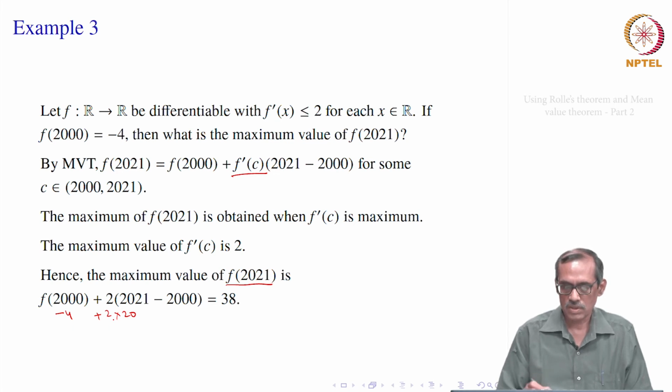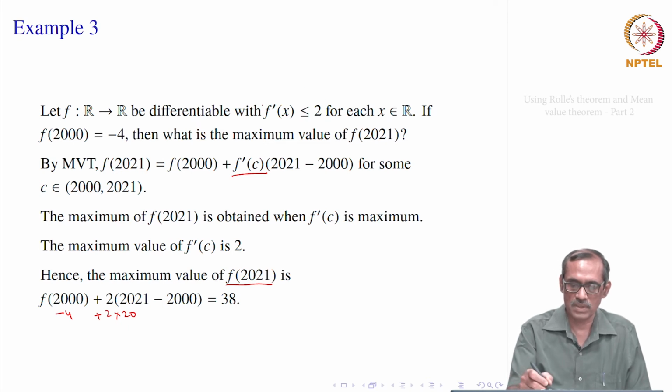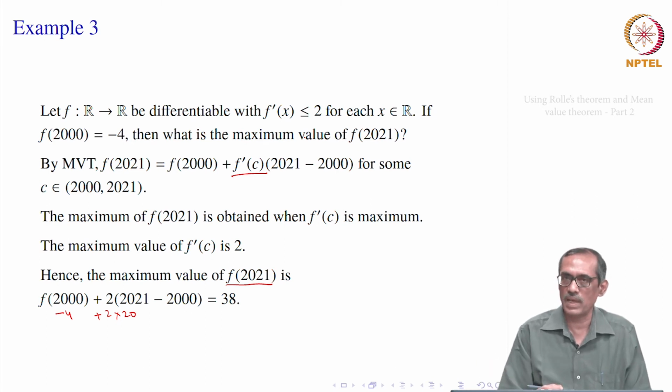But it is not yet finished. We say that this is the maximum possible value. So, is it really attained? That means, whether there exists a function f which satisfies these constraints and gives f of 2021 equal to 38. Of course, you can construct an example very quickly, because f prime x you are taking as 2 and f at 2000 is minus 4. So, you may try a simpler function like 2x plus some constant, which, when differentiated, will still give the value 2.